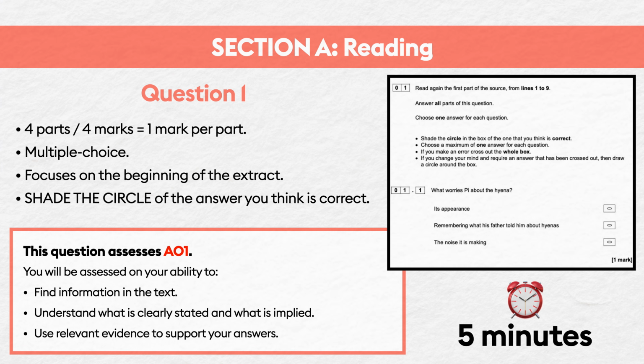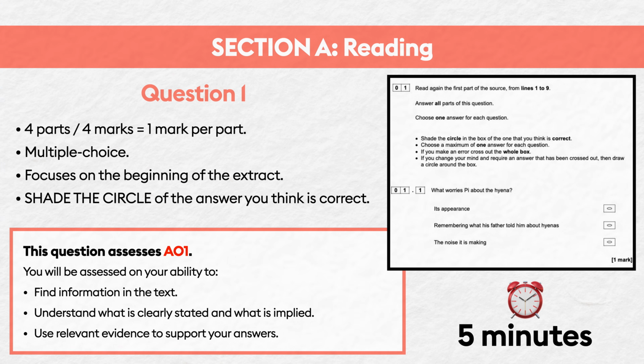Question 1 is worth 4 marks. This question has 4 parts, with 1 mark available for each part. It is a multiple choice question and it focuses on the beginning of the extract. For each part, you need to shade the circle of the answer you think is correct. As mentioned earlier, this question assesses AO1.